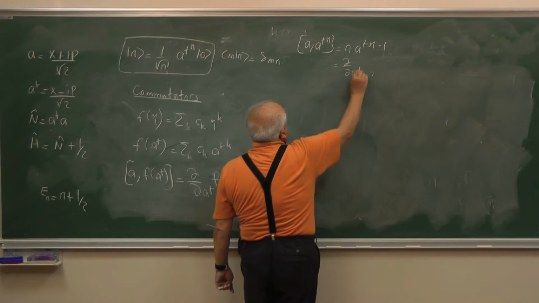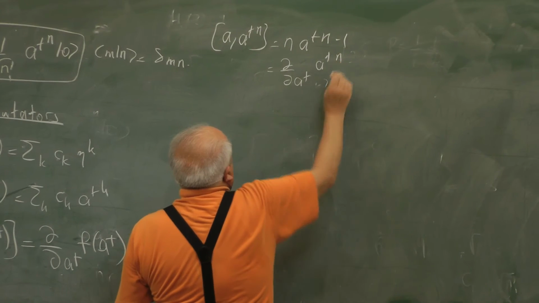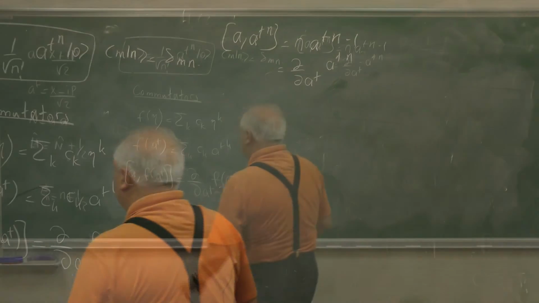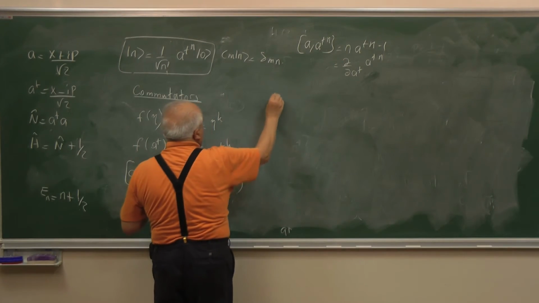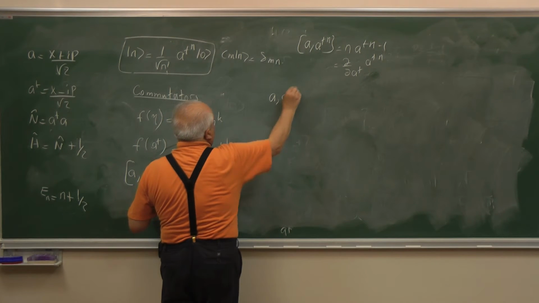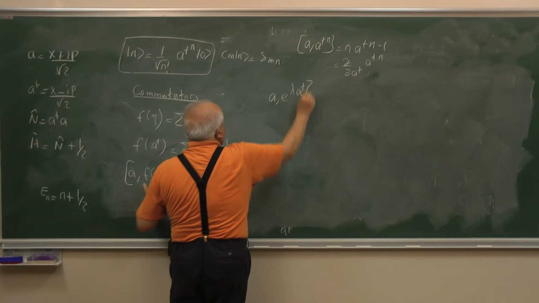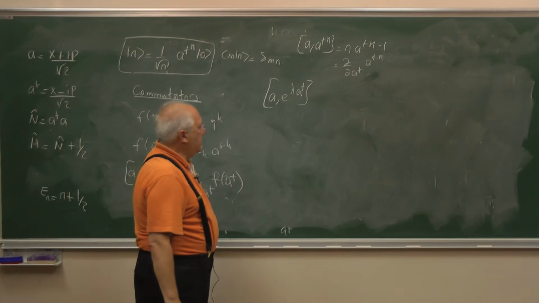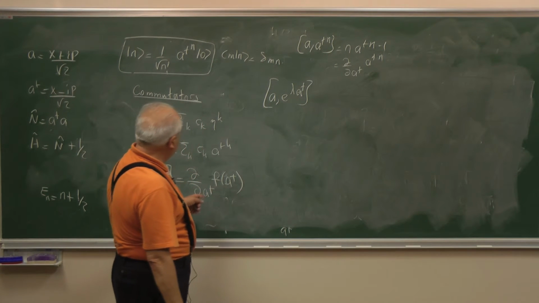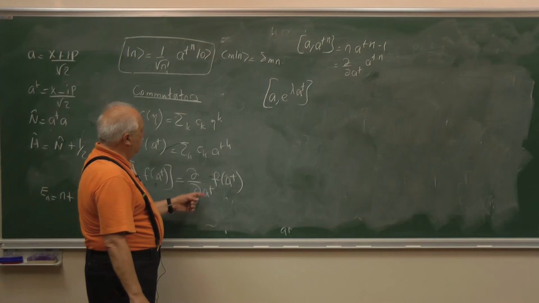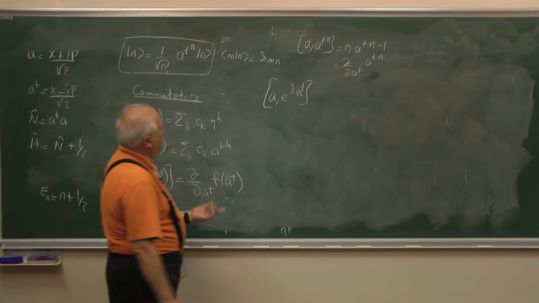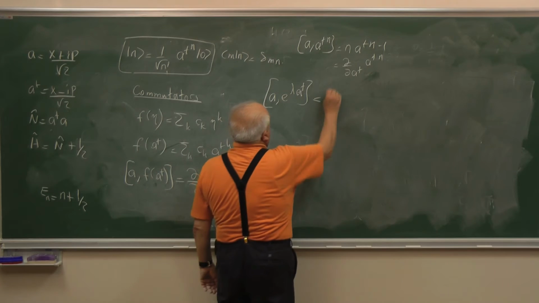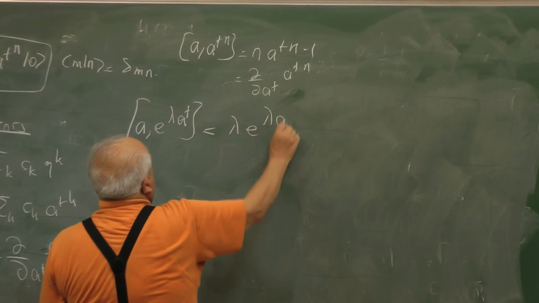The formal is a dagger n. An interesting example is a commutator with e to the lambda a dagger. This is an exponential, which can be expanded in a power series, but simply this is the derivative with respect to a dagger, so it is simply lambda e to the lambda a dagger.